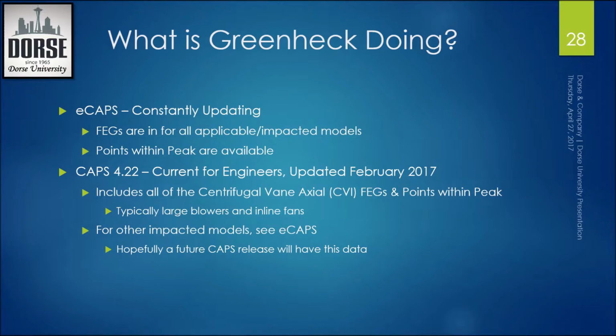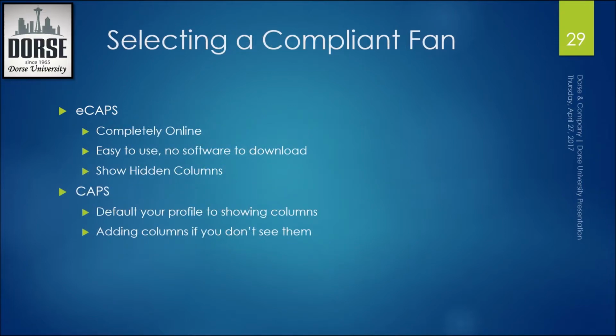ECAPS, though, is constantly updating with the newest data, and it should have the data you need for most fans. If you're early in the selection process, I would recommend starting in ECAPS, where you can customize the schedule with this data. We'll cover that shortly. Now let's walk through a couple selections and show you how to adjust column headers and make your job easier selecting fans compliant both in CAPS and in ECAPS.